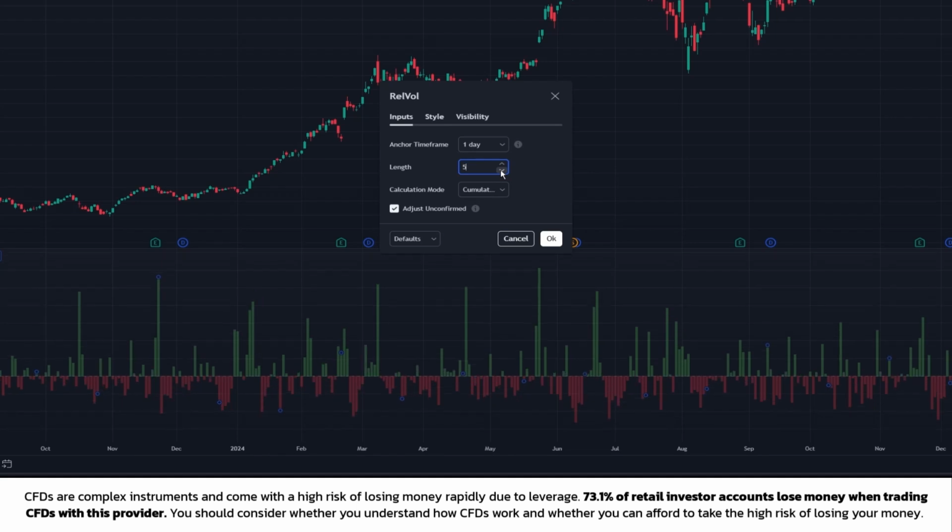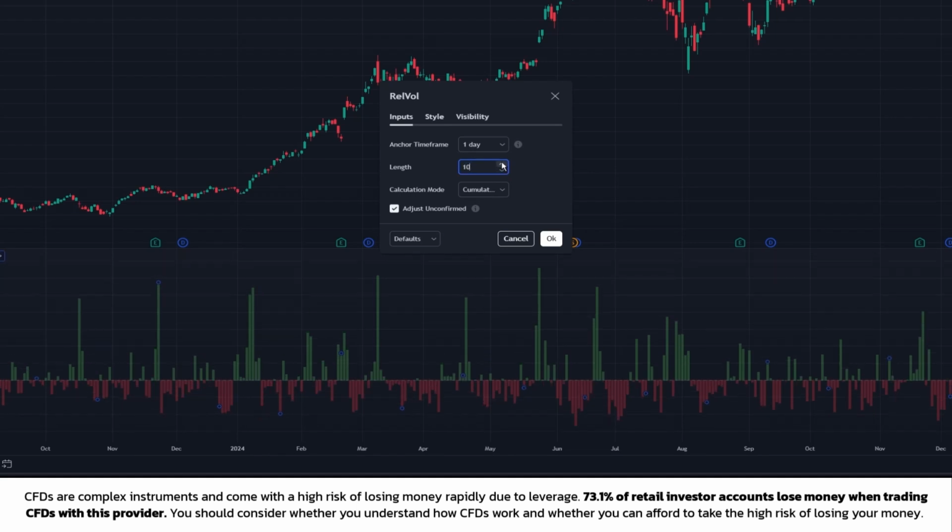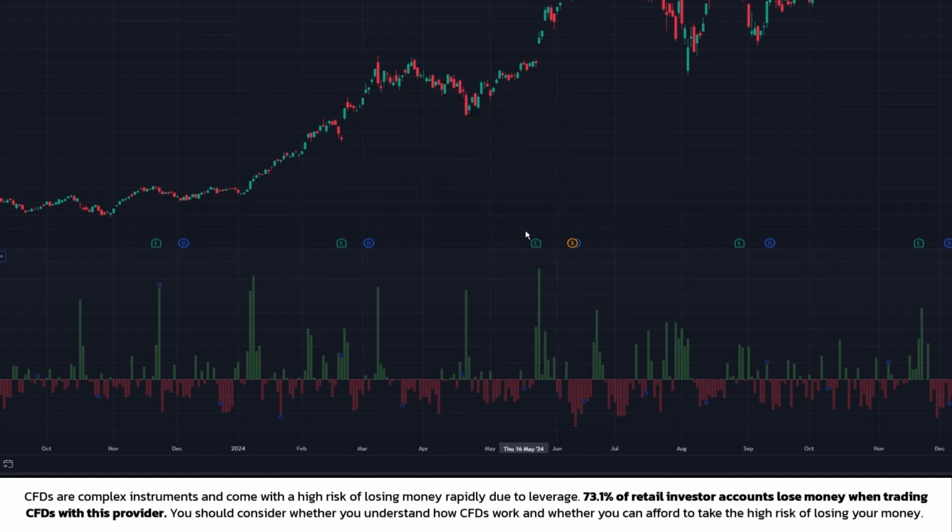This adaptability ensures the indicator can be tailored to intraday, daily, or multi-session analyses, suiting the needs of scalpers, swing traders, and long-term investors alike.